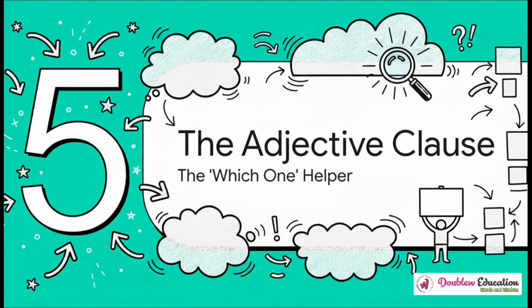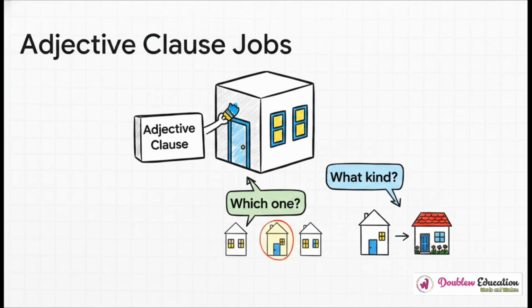This is the adjective clause, or as I like to call it, the which one helper. Its only job is to describe a noun or pronoun. That's it. So this helper clause is all about adding more detail. It points to a person, place, or thing that's already in the sentence and tells you more about it. It basically answers the question, which one? Or, what kind of thing are we talking about here?